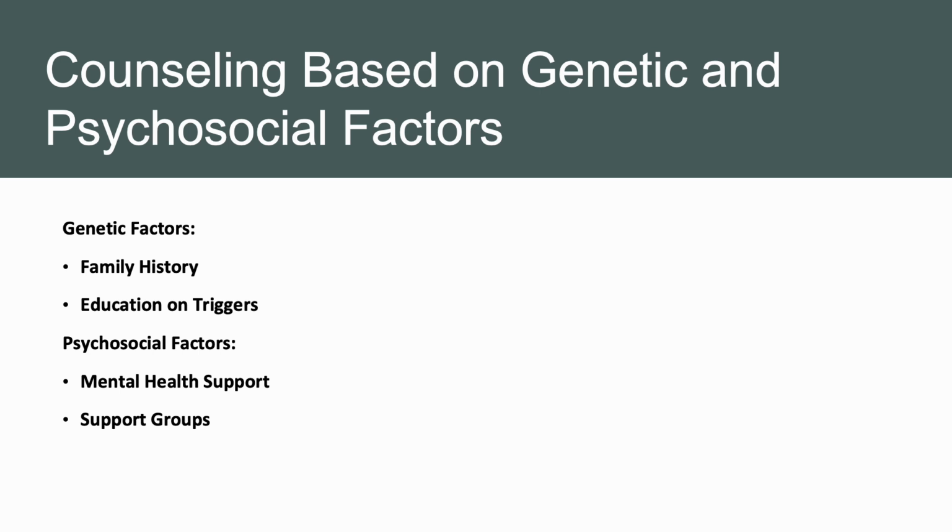And then we'll counsel the patient based on genetic and psychosocial factors, discussing the genetic predisposition to psoriasis and the potential for familial occurrence, and educate the patient about potential triggers such as stress, infections, and skin injuries, and how to manage them. We should also consider psychosocial factors like mental health support, given her history of depression, to ensure she has access to mental health resources. And support groups. Encourage participation in support groups for individuals with psoriasis to share experiences and coping strategies.